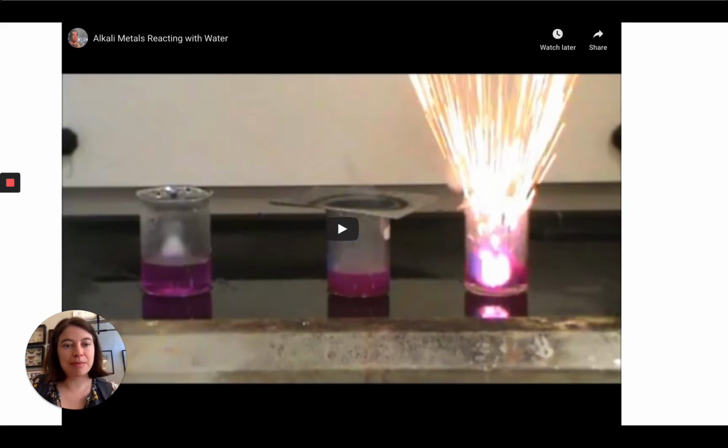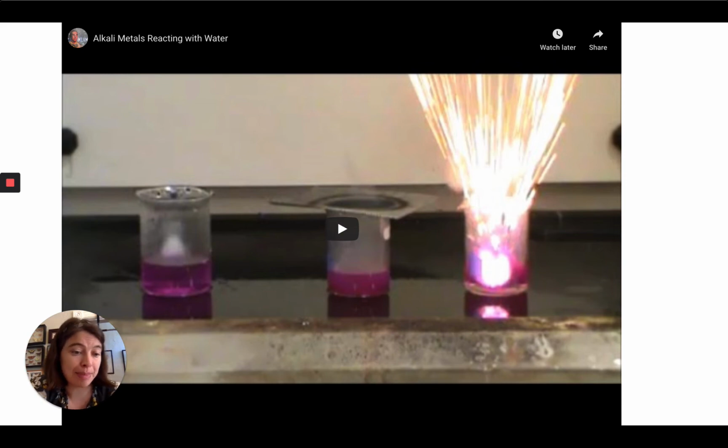So I want to take a moment and give you an example of the chemical reaction that the alkali metals are most famous for. All of these metals are in column 1A. You'll notice hydrogen is also in column 1A. Hydrogen is above all the alkali metals. That means it's less reactive than the alkali metals.